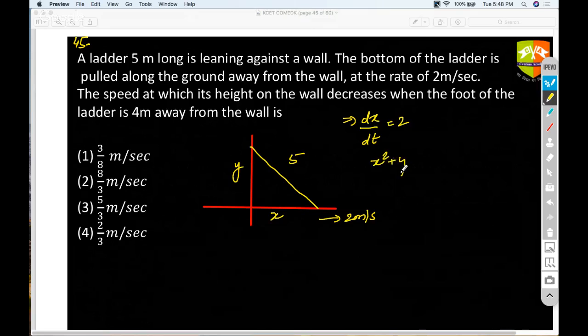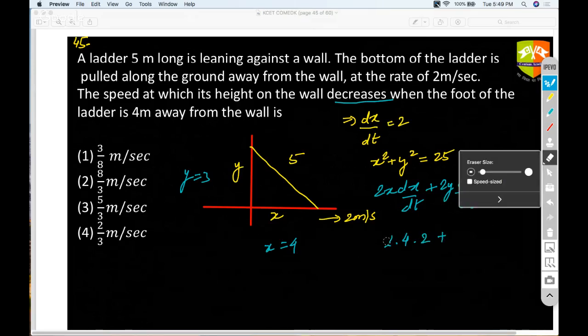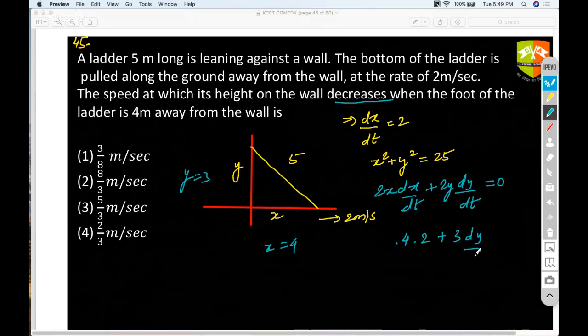Okay. So we know this x square plus y square is going to be 25. So 2x dx by dt plus 2y dy by dt is going to be 0. So they're asking you what is the decrease of the height at the instant when the ladder is 4 meters. So at the instant when this is 4, this has to be 3. So we'll put the values over here. So 2 into 4, dx by dt is 2. In fact, I could have easily dropped the factor of 2. Unnecessarily, we are writing it. And y is going to be 3, dy by dt.